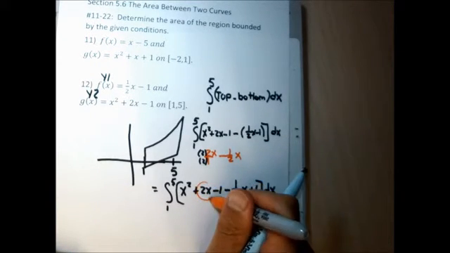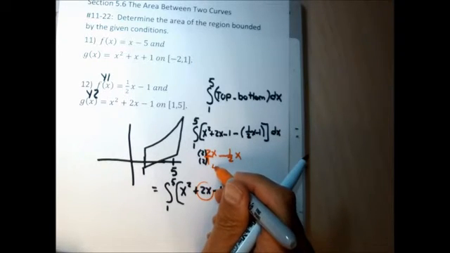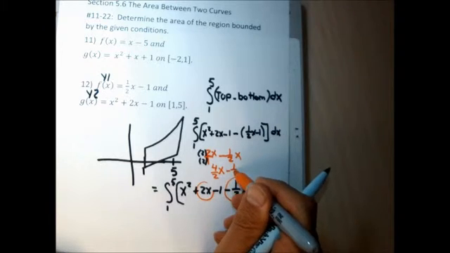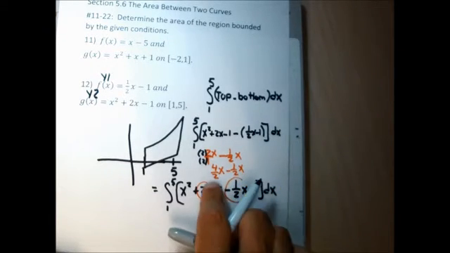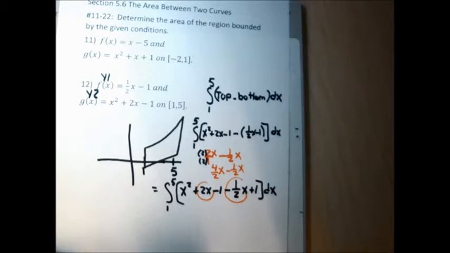So to combine this and this, the 2x needs to have a denominator of 2. So I'm going to make it 4 halves x minus 1 half x, because 4 halves is 2, so 2x is equal to 4 halves x, and that's going to give me a 3 halves x.